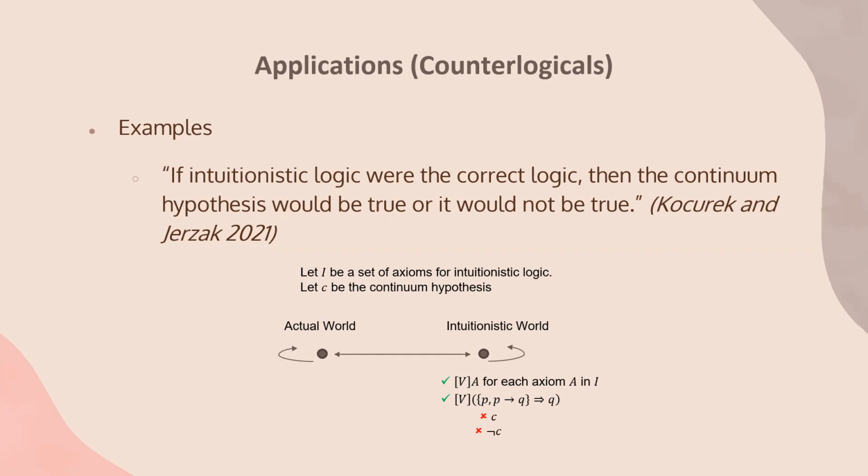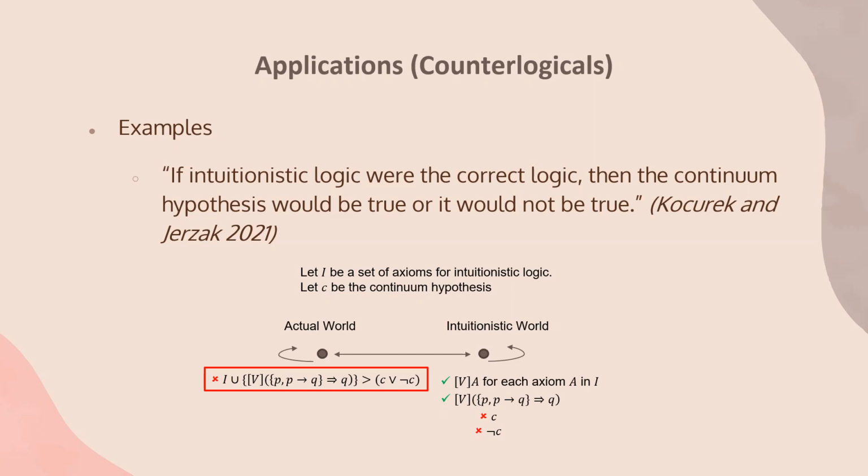And suppose that at this world, the continuum hypothesis is neither true nor not true. And because this intuitionistic world is accessible from the actual world, we can make this counterlogical false at the actual world, where this collection of antecedent formulas is just an axiomatization of intuitionistic logic, plus the expression that the claim that modus ponens is valid, and the consequent is just C or not C. And it doesn't matter if the actual world is intuitionistic or not. What matters is that there is an accessible intuitionistic world that can make this false.